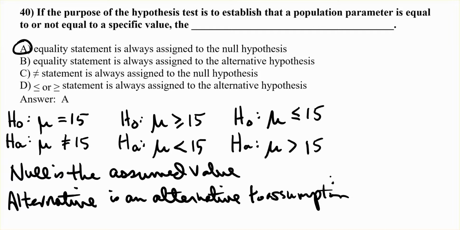Alright, so again, hypothesis just means our guess, our estimate. The null hypothesis will always have an equality statement: equal to, greater than or equal to, or less than or equal to. The alternative hypothesis will always have some other type: not equal to, less than, or greater than. Good enough.